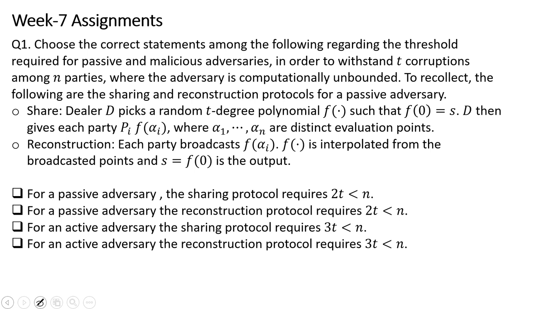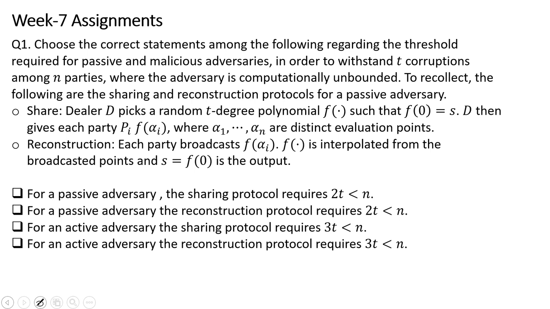To recollect, the following are the sharing and reconstruction protocols for a passive adversary. So the share protocol is that dealer D picks a random degree t polynomial f such that f(0) is equal to s, right? So that is the constant term is equal to the secret s. D then gives each party Pi f(alpha_i), where alpha_1 to alpha_n are distinct elements. So we know these things, right? And then in the reconstruction phase, each party broadcasts f(alpha_i), and the function f is interpolated from the broadcasted points, and s equal to f(0) is the output of the reconstruction scheme.